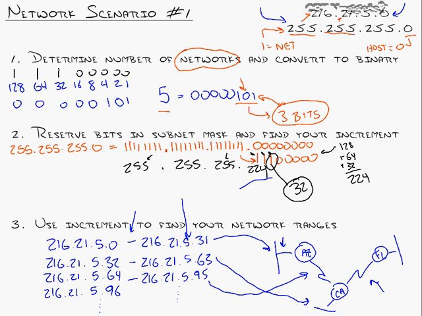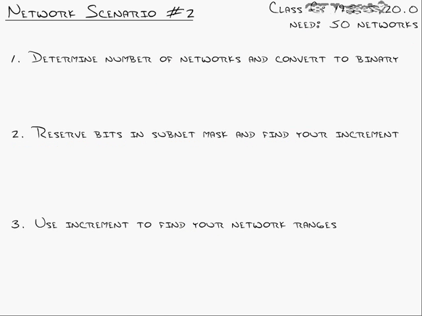Let's do another example. Network scenario number 2. Instead of drawing this massive network, I just put our requirements in the upper right-hand corner. We have another organization that is using 195.5.20.0. It's a Class C network. And they need to break that one network, 195.5.20, into 50 subnetworks, or 50 smaller networks. It's a lot of networks. That's why I didn't want to draw a network diagram. So let's work through the steps again. Number 1, determine the number of networks and convert that number to binary.